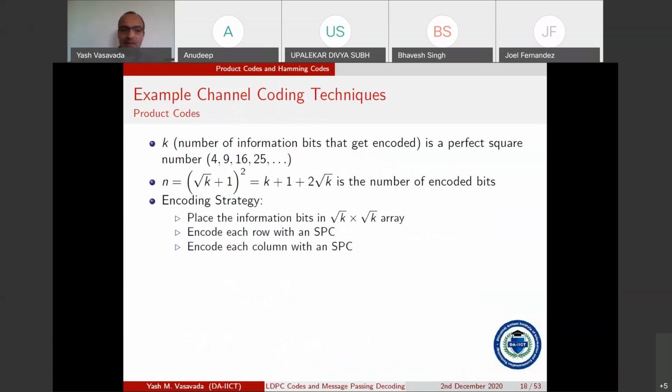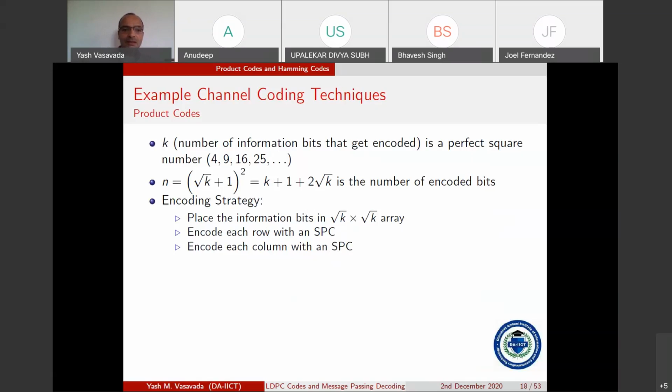Let us take a look at one specific type of code, which is known as product code. Did we do product code in CT516 by any chance? No, sir. Okay. So then this may be new for at least some of you.